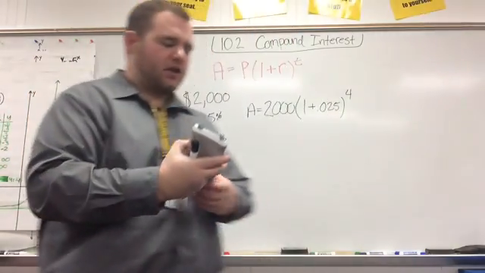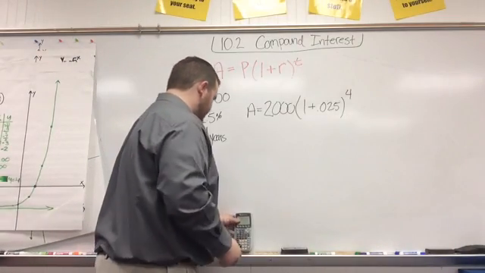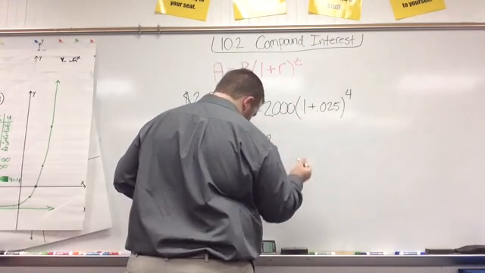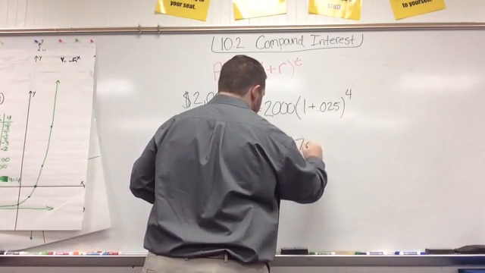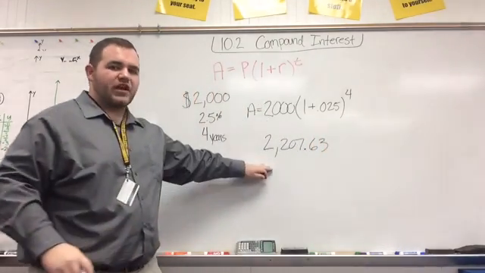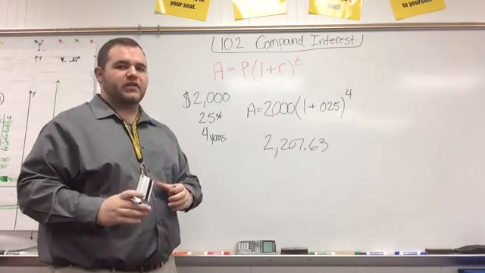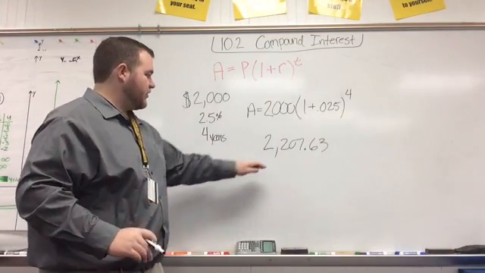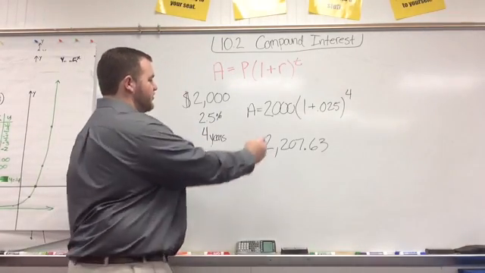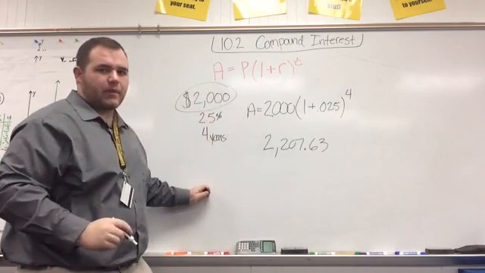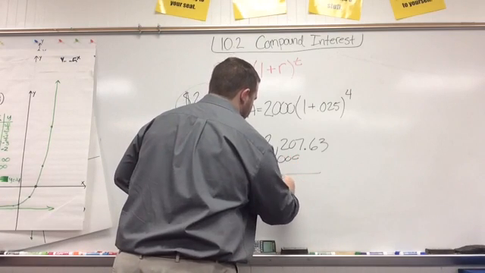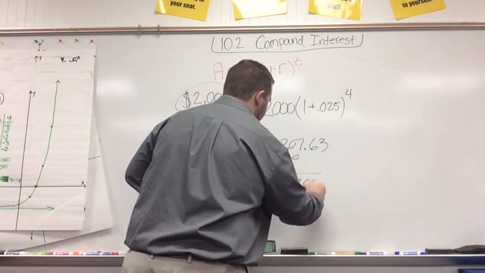And now remember, we're dealing with money, so we want to round to the nearest cent. So here we got 2,207 and then 63 cents. Now remember, this number is not the interest, it's the principal added on with the interest that we got. And so if we want to calculate how much compound interest we gathered with this principal, we have to subtract our original amount. So we can subtract out 2,000 and we get 207.63.